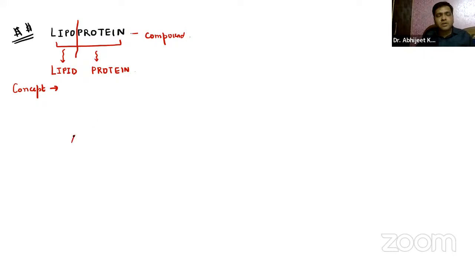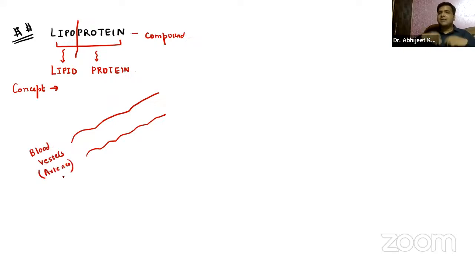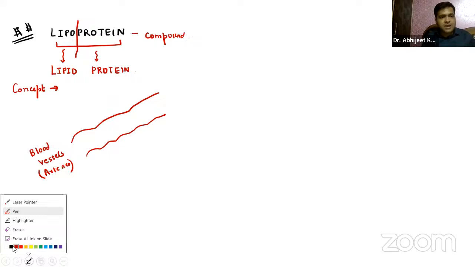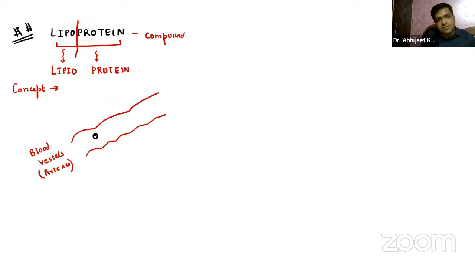Now, guys, you already know. Let us suppose that this is our blood vessel. Blood vessels means the arteries, right? I'm talking about the arteries. Arteries are carrying the oxygenated blood, everyone knows, and these arteries are supplying the blood to different parts of the body, right? Now, guys, let us suppose that this is a lipid molecule. Lipid means fat.